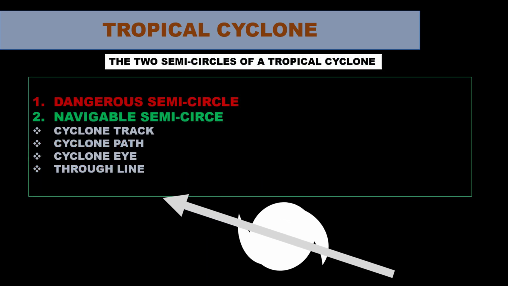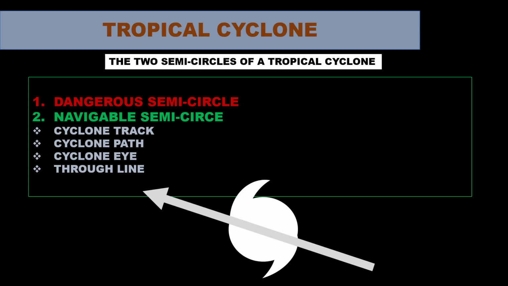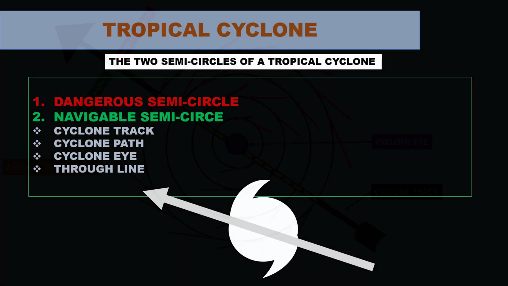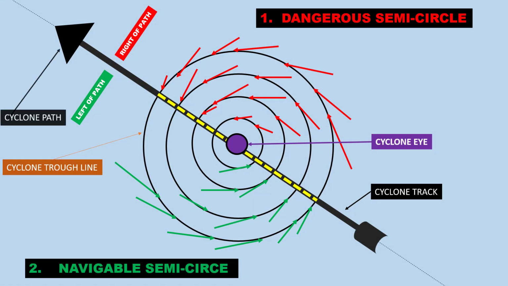Also, you need to know the 2 semicircles of a tropical cyclone. First, the dangerous semicircle, and second, the navigable semicircle. Attached to that, you need to know the cyclone track, the cyclone path, the cyclone eye, and the trough line. If you are able to know these things about tropical cyclone, it will be very easy for you to solve any equation concerning tropical cyclone. Let's check out what we have here.